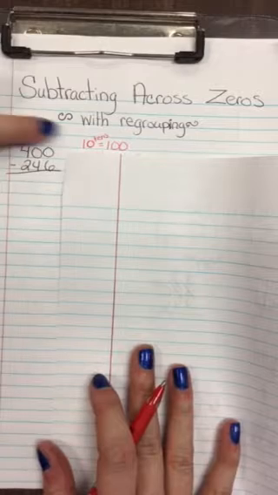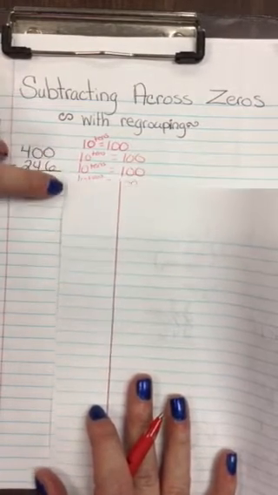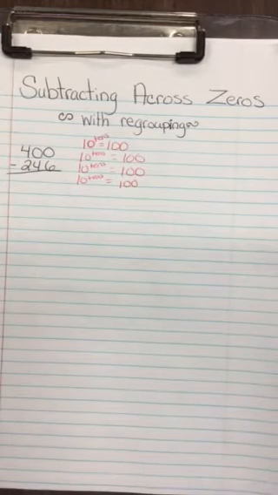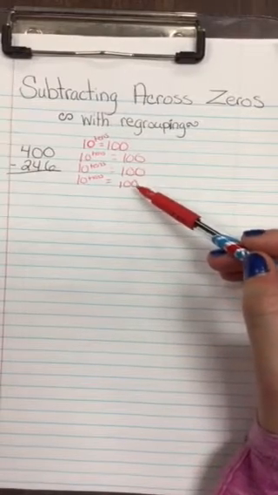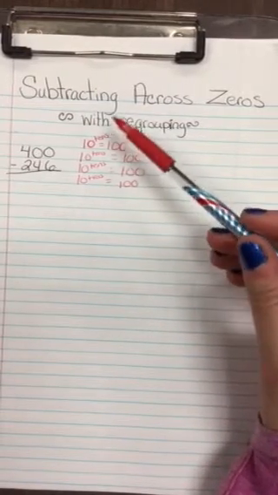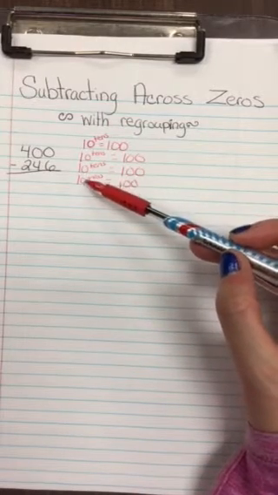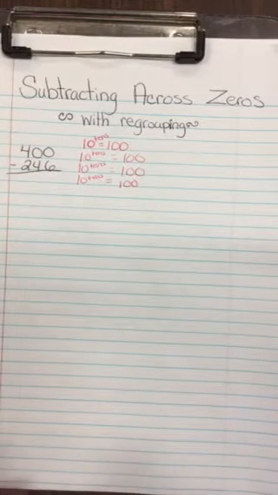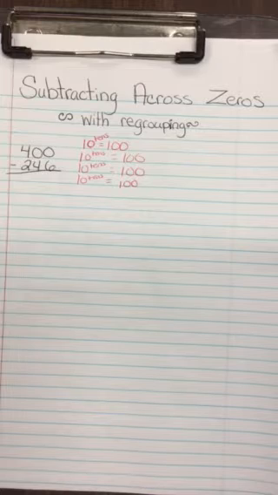So here's my first 100, second 100, third 100, and then fourth 100. And so I end up having 1, 2, 3, 4 hundreds. But how many tens are in 400? 10, 20, 30, 40. So when we're going to regroup across zeros, it's important to know that you can break numbers apart in lots of different ways.